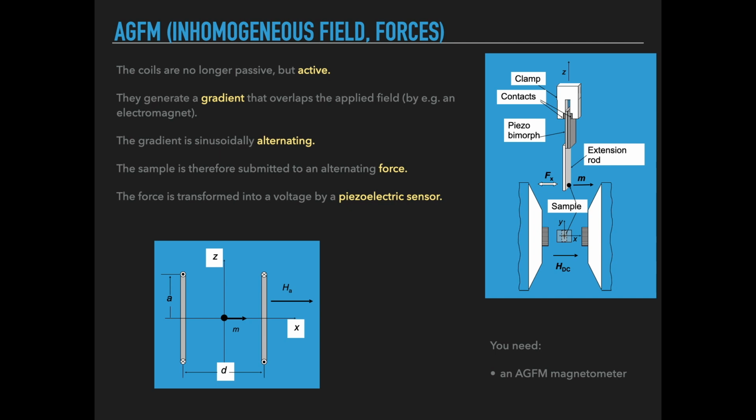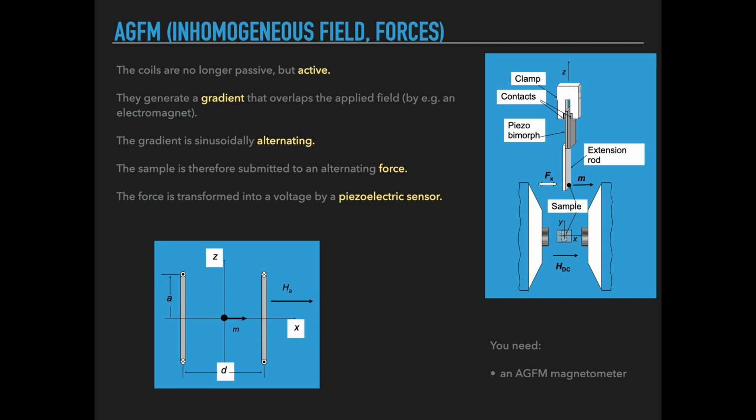The sample is suspended into that gradient on a rod that ends with a piezoelectric bimorph. In this way, when the sample is subjected to the force that moves it towards the region where the magnetic field has strongest intensity, the piezoelectric bimorph will respond with a voltage that can be measured, amplified, and again compared with a signal given by a reference material in order to be able to determine the magnetic moment of the sample.